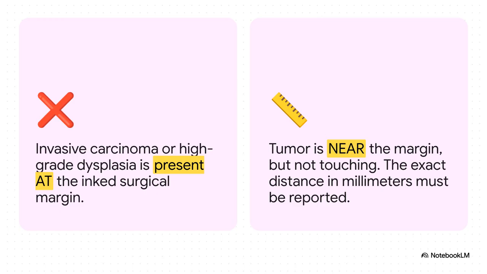But for a close margin, just saying it's close isn't good enough. You have to get out your micrometer and report the exact distance, right down to the millimeter. Why? Because that number tells the radiation oncologist exactly how wide they need to set their radiation field.